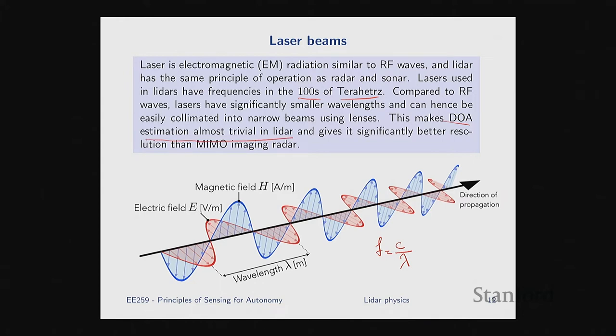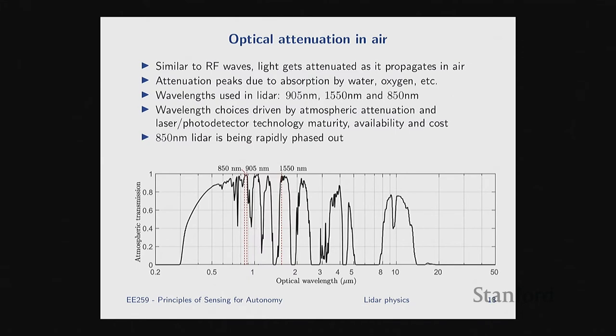But again, remember that it's the same physics. You have a magnetic field H, you have an electric field E, they're orthogonal, and they travel in some direction that is the direction of the propagation of the beam. Also, exactly like the case of radio frequency waves, at optical frequencies you also get attenuation as you go through air. If you're going through perfect vacuum, it wouldn't attenuate. But as soon as you have some material in the way, even if it's just air, you start seeing attenuation.